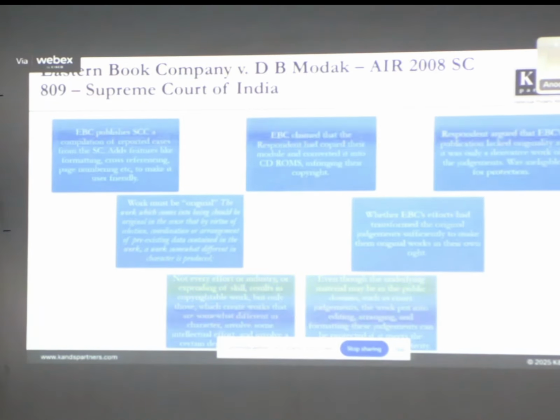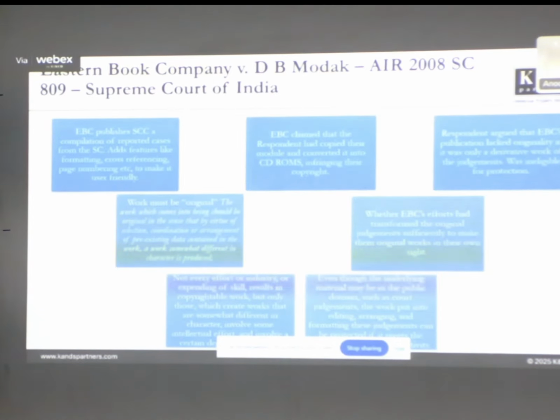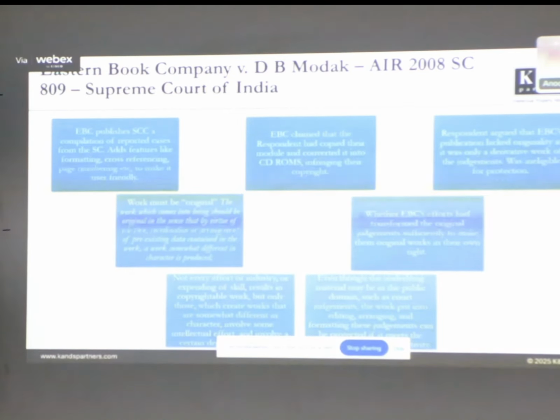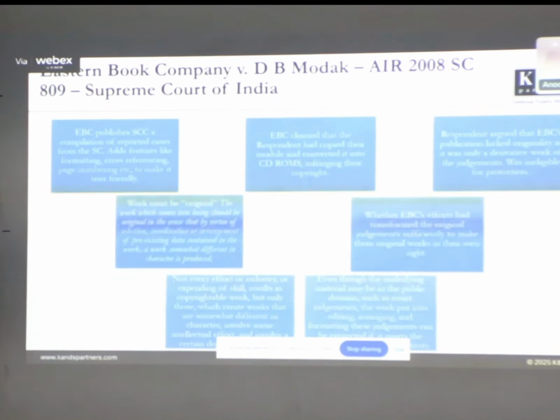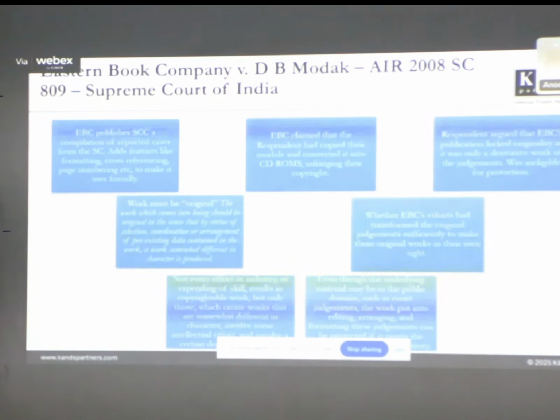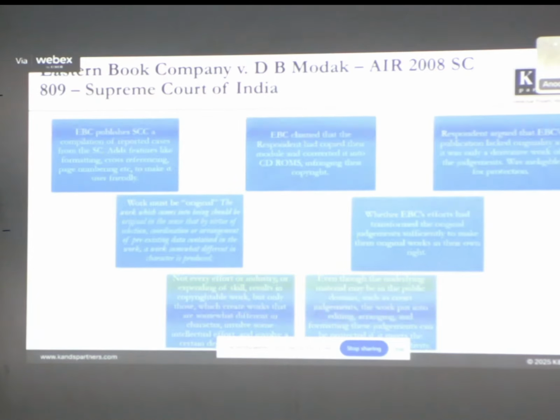Now, here there are two tests that the court looked into. One is the sweat of the brow principle, which basically says that if you put in a lot of hard work into something and you expend your skill, etc., that is enough for it to be copyright protected. And then from here the court went into the modicum of creativity principle, which is that while you may put in effort, while you may put in a lot of hard work to create something, it also needs to involve certain intellectual effort and a certain degree of creativity. It can't just be that I put in effort, so this is copyright protected.